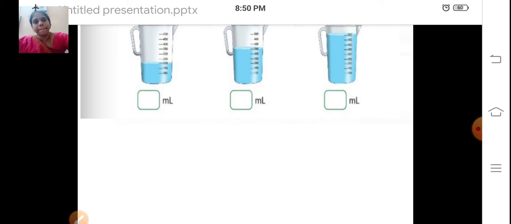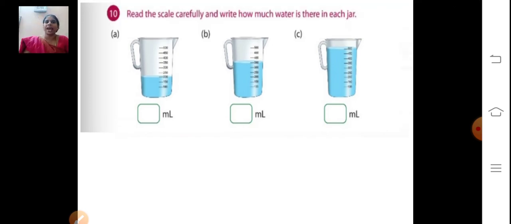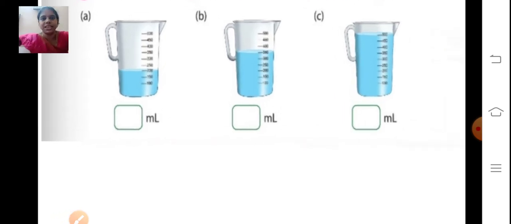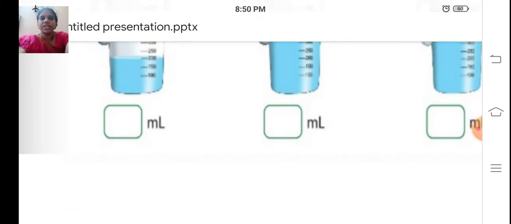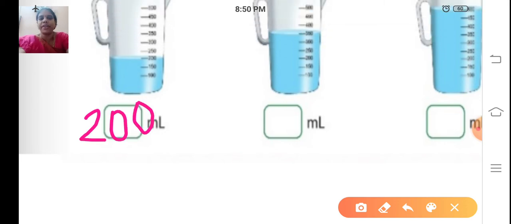Next we'll see. Read the scale carefully and write how much water is there in each jar. Just see the picture. First, see the first picture, how much water it is holding, how many ml. Just see the markings. First one it is holding 200, right? So write down 200 ml of water.